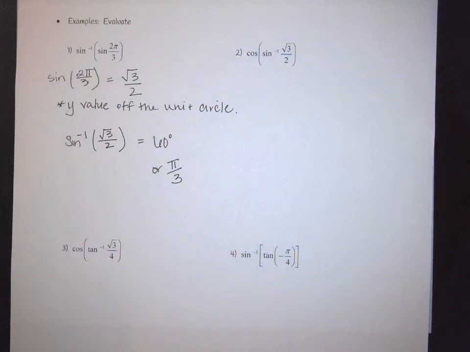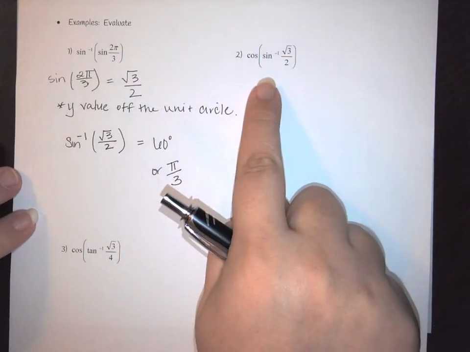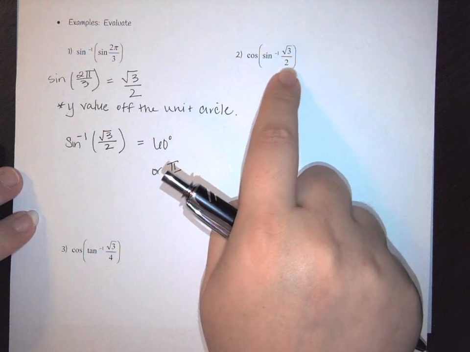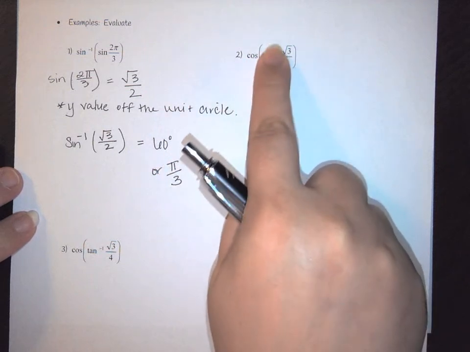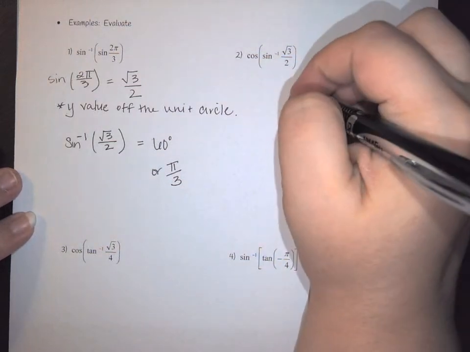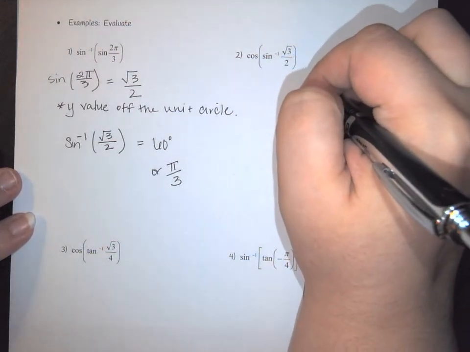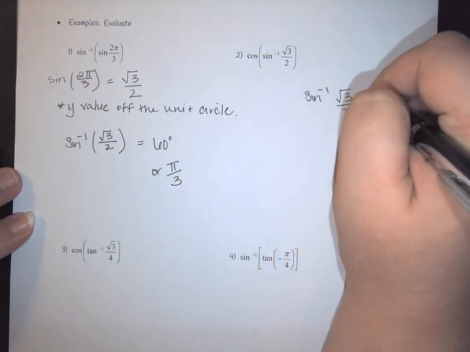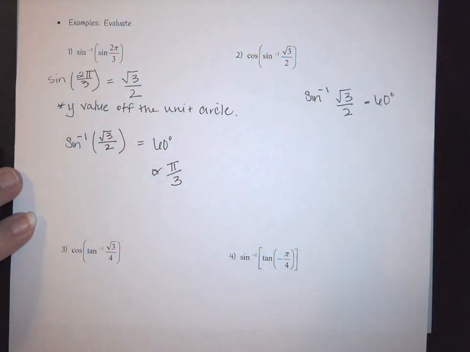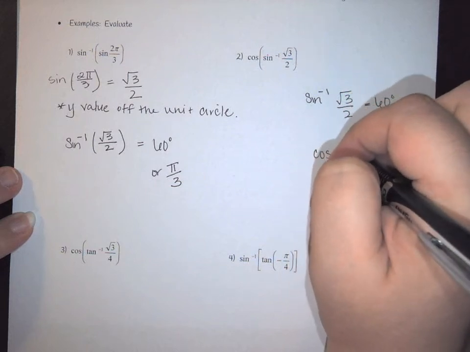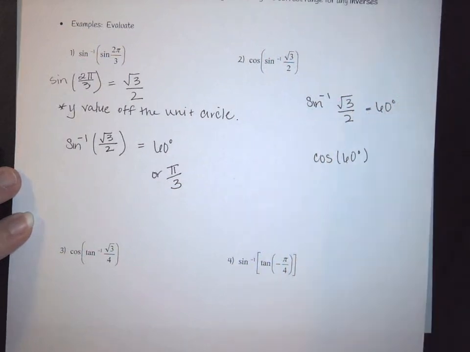Alright, so let's look at another one. So here I want to do the cosine of the inverse sine of square root 3 over 2. Well, the cool thing is I've already done inside here. I did it in this problem. So automatically I know that my inverse sine of the square root of 3 over 2 is going to give me 60 degrees. Which means I am doing the cosine of 60 degrees.